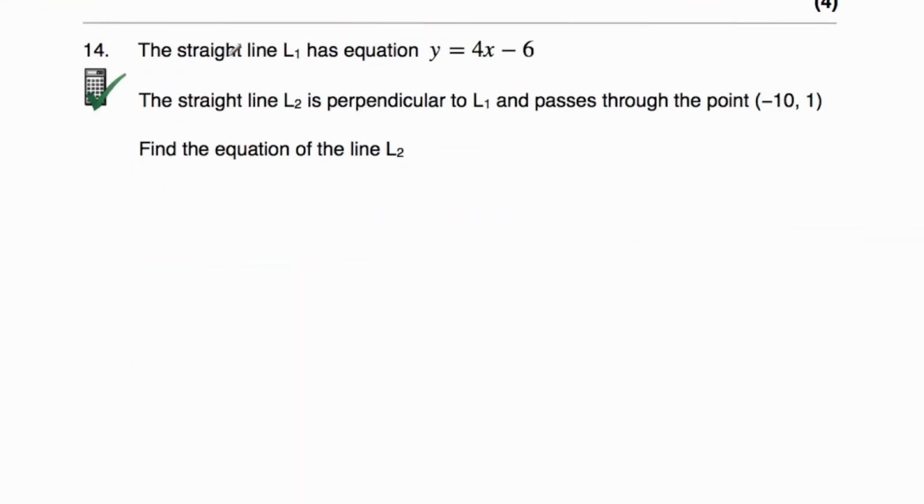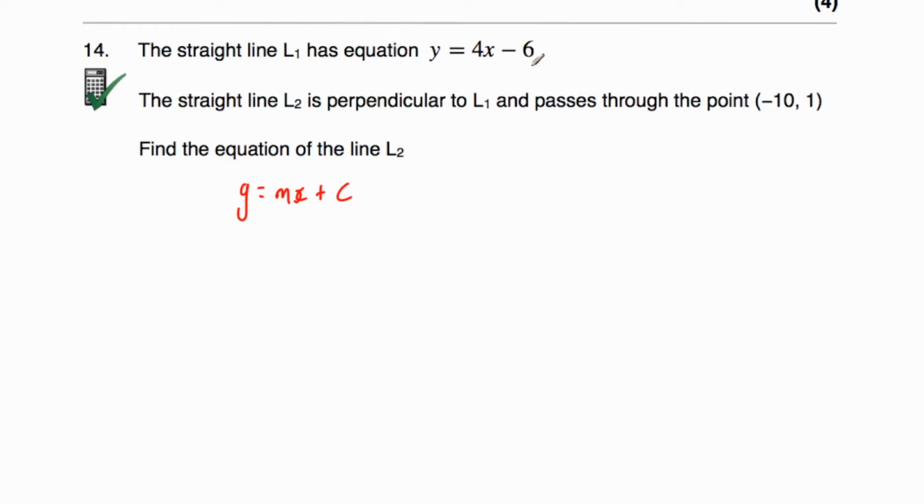Okay, question number 14 says, the straight line L1 has equation y equals 4x minus 6. So this is the equation of L1, and the straight line L2 is perpendicular, so that's great, we can find its gradient, and passes through the point -10, 1, and find the equation of the line L2. So we need to find the equation of this line L2, so it's going to be in the format y equals mx plus c, because we know it's a straight line.